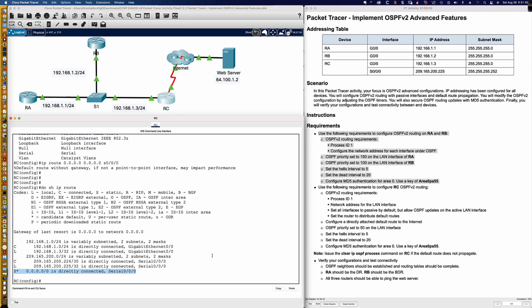I'm skipping steps here. Sorry about that. I forgot. We've got some things we still need to do. I did the authentication areas, the area 0 authentication, and we've got other stuff we've got to do here. All right, so we've already set it. We did the default route, configured the directly attached.